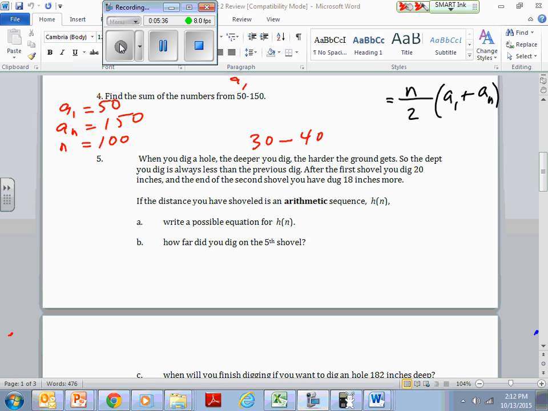50 to 150. Hey, how many numbers are there from 30 to 40? How many numbers? Yeah, 10 seems to be the answer, right? Well, watch this. 30, 31, 32, 33, 34, 35, 36, 37, 38, 39. You don't count the 30.